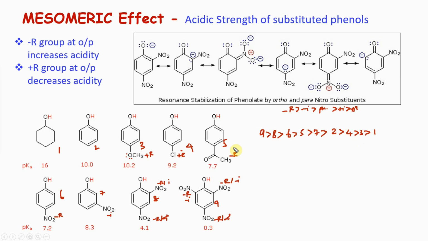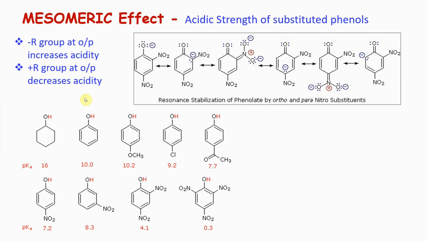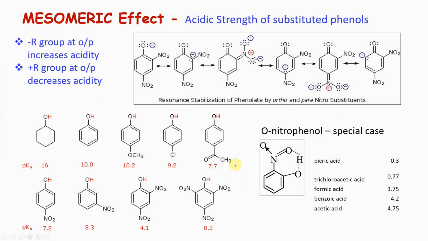Okay. Now compare your pKa values. It will match the exact opposite, because if the pKa is higher, the acidity is lower. So this is how you're going to get it. You don't have to memorize pKa values. It's just for reference. I have given you these values.